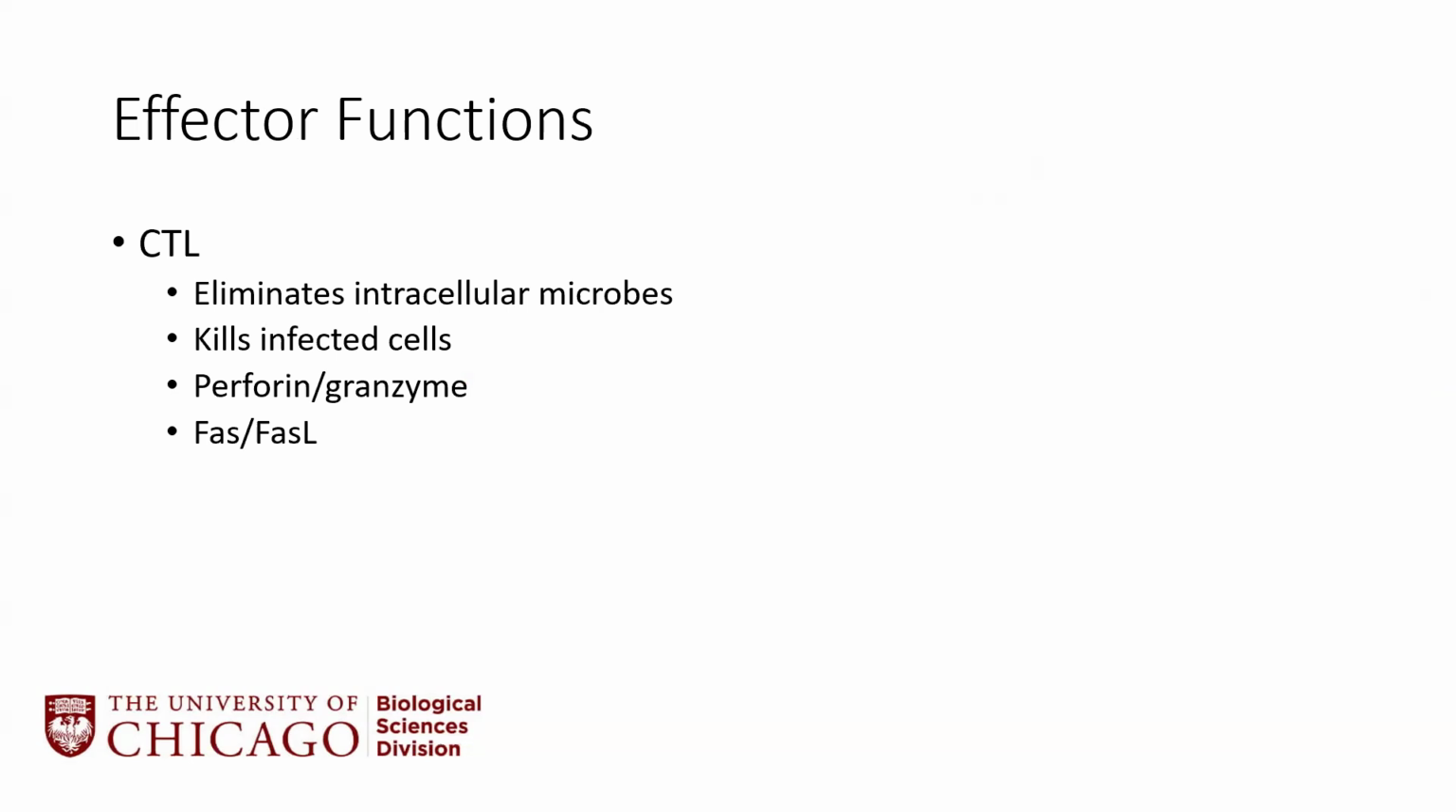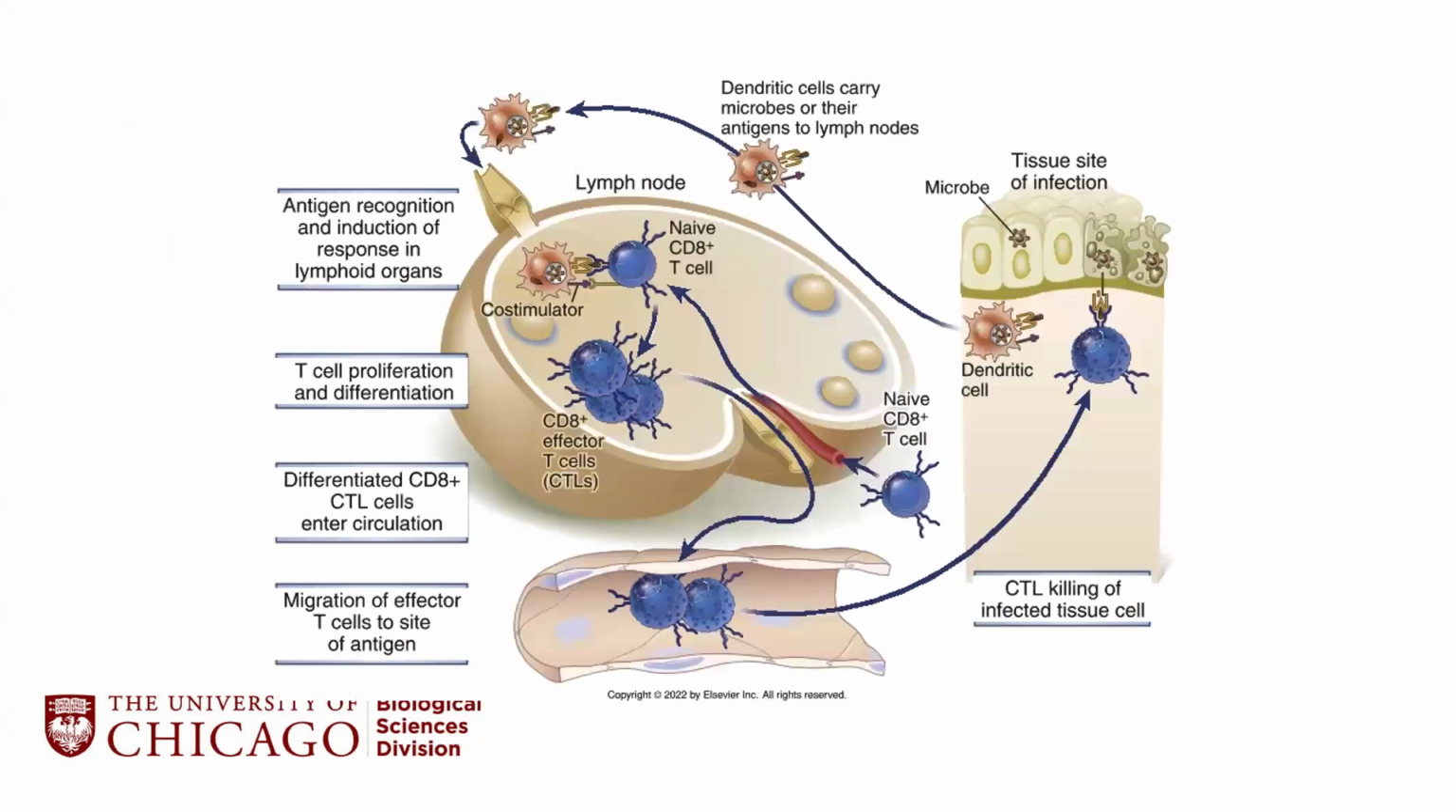So cytotoxic T lymphocytes eliminate intracellular microbes by killing infected cells through mechanisms that include perforin, granzyme, and Fas ligand.